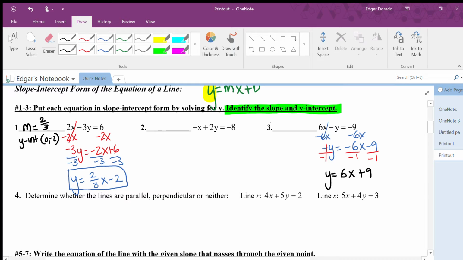So finally, my slope here is 6, and I'm going to write it as 6 over 1 because I like to write slopes as fractions. And then my y-intercept is 0, comma 9. The reason why I skipped number 2 is because I want you guys to try it on your own. So go ahead and pause the video right now and try that on your own.